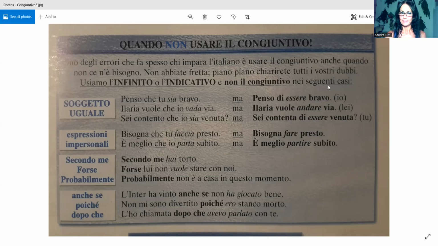Non abbiate fretta. Do not hurry, do not rush. Piano piano chiarirete tutti i vostri dubbi. Slowly, slowly, you will clear all your doubts. So yes, do not get carried away and don't overthink it, as you know, like in the example I've just given.